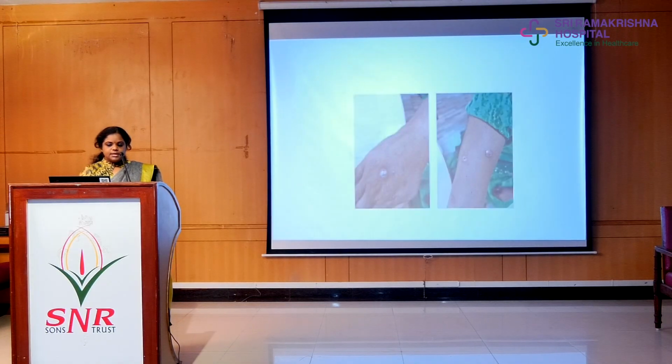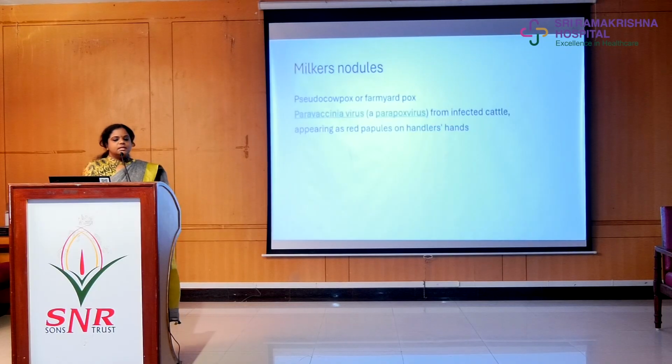And this is another case. This is a 45-year-old lady who presented with papules over the arms, upper limbs and hands. On taking history, she is a cattle handler. Her occupation is milking cows. And so it is milker's nodules. It is pseudocowpox or farmyard pox. It is a parapox virus infection. Usually it is self-limiting. Similar lesions can be seen in orf. Orf is from sheep and goats. This milker's nodule is from cattle.